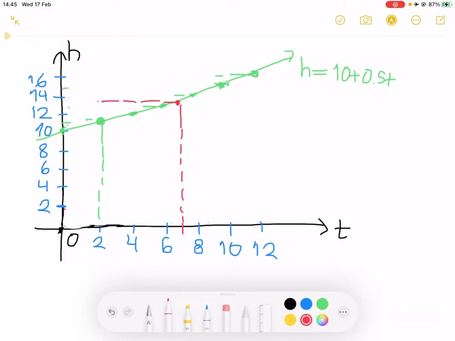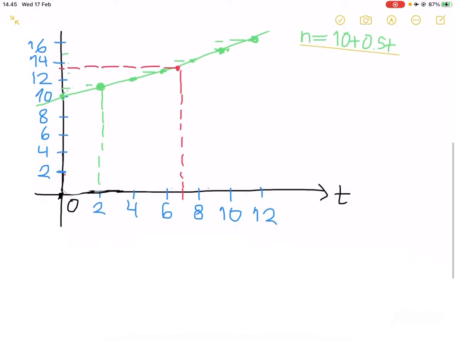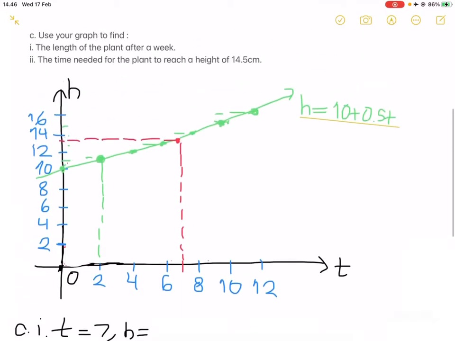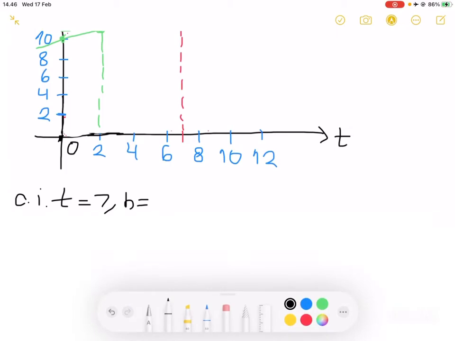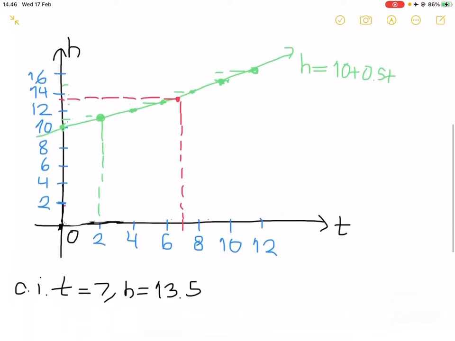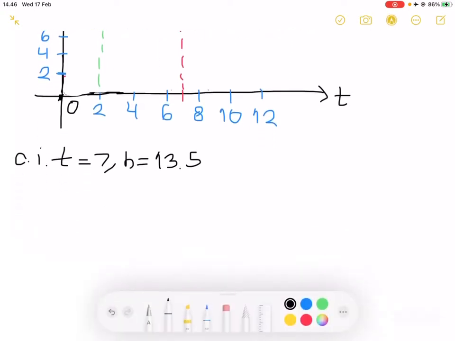and then let's just draw the other line. And what you ended up is, this is not accurate enough, and the result when t equals 7 will be h equals, so when t equals 7, if you have the measurements accurate, it will be equal to 13.5. So the height of the plant after a week will be 13.5 centimeters.